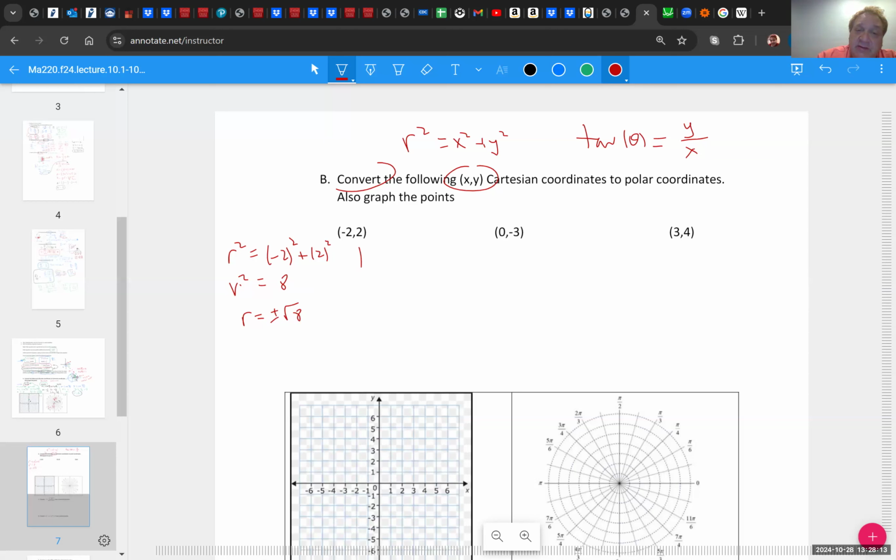So we know tangent theta at least is y over x, right? I take the y value and divide by the x value. That is tangent theta, y over x. So tangent theta is equal to 2 over -2, which is just -1. And so theta is just going to be the inverse tangent of -1.